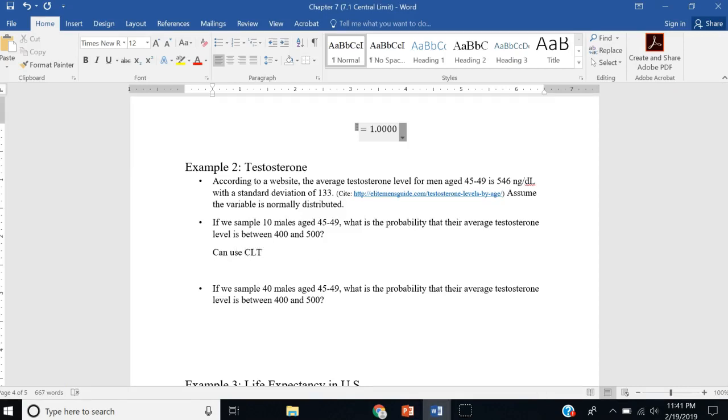And by the way, on the test, I'm not going to give you one that you're not going to be able to use the central limit theorem on. So just FYI, on the test, I'm not trying to trick you. So we can use the central limit theorem because the original data is normally distributed.